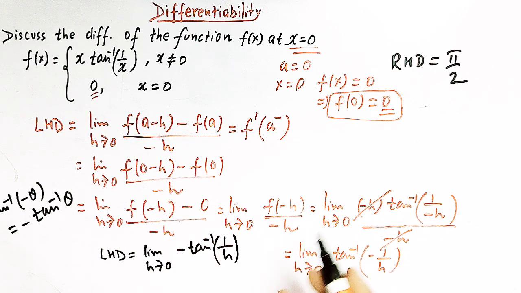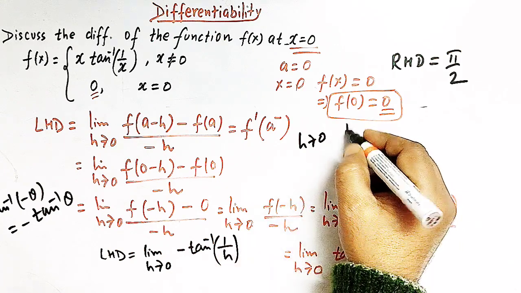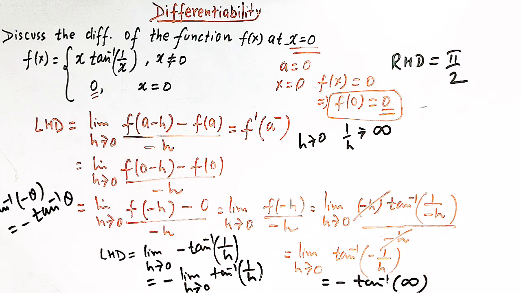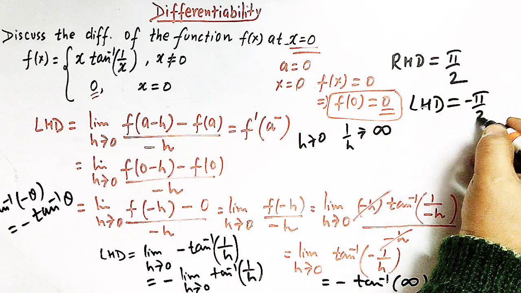So now, as we have discussed earlier, when we calculated the value of the right hand derivative, when h tends to 0, then 1 over h tends to infinity, right? And now we can write this negative sign in front of the limit notation. So we have limit h tends to 0, tan inverse 1 over h. So now we have minus tan inverse, and here we have infinity, right? And tan inverse infinity is pi by 2, so we have minus pi by 2. So the value of the left hand derivative is equal to minus pi by 2.